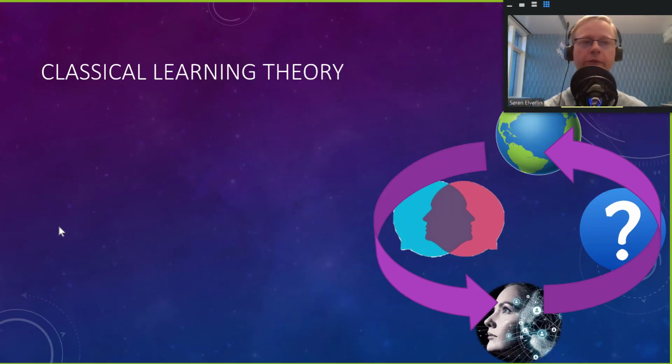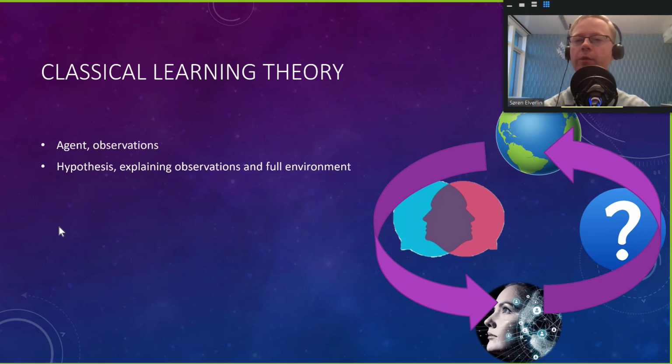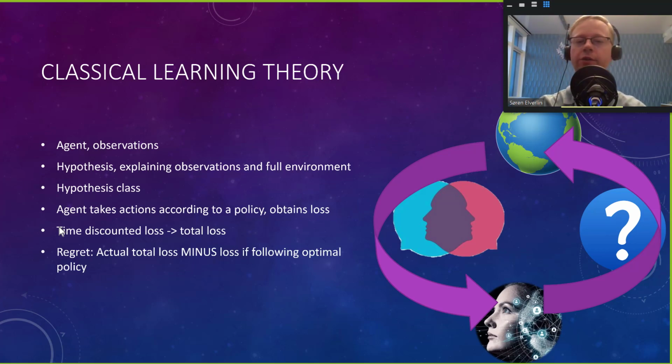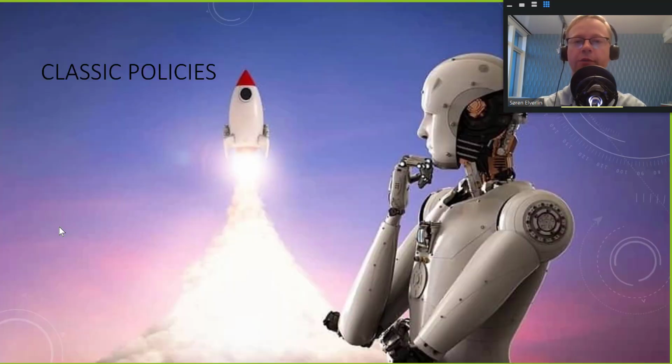How does classical learning theory deal with this? Well, again, we have an agent, we have some observations, we have a hypothesis, and all these hypotheses form a hypothesis class. And the agent now takes actions. It has some kind of policy for how it will act, and it obtains a loss of 1 every time it guesses wrong, and a loss of 0 every time it guesses right. Then, of course, it's trying to minimize the total loss over its lifetime. We're going to need the definition of regret, which is how much loss we actually have minus the loss we would have had if we had been following the optimal policy for the environment. And we say that the agent will learn the hypothesis class if it has low expected regret for all environments.